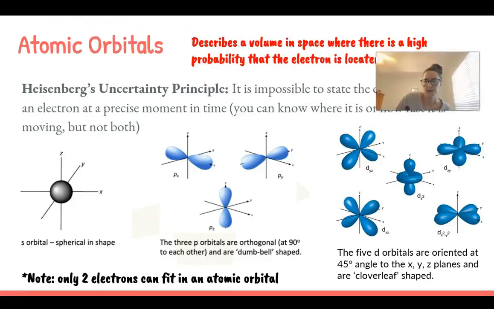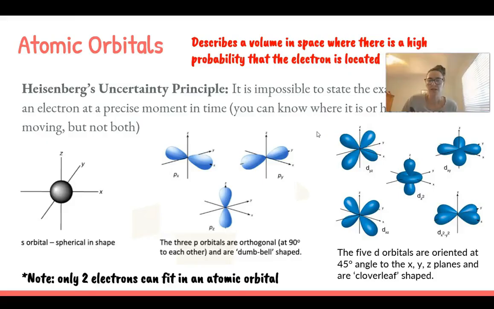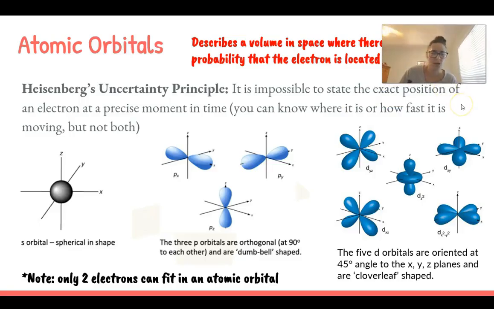So the definition of an atomic orbital is a description of the volume in space where there is a high probability that an electron is located. Because remember, the quantum mechanical model denotes that electrons are only in probability regions. And according to Heisenberg's uncertainty principle, you can't state the exact position of an electron at a precise moment in time. You can know where it is or how fast it is, but not both, because if you try to measure where it is, you affect how fast it's moving.